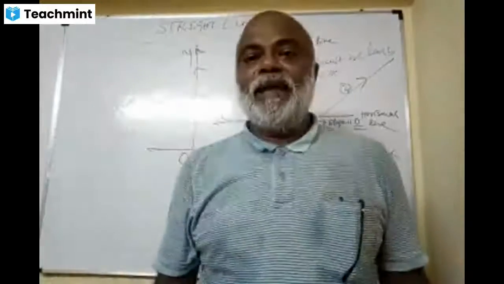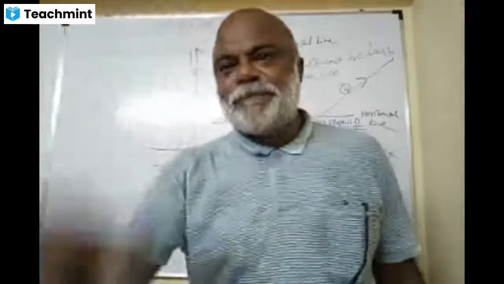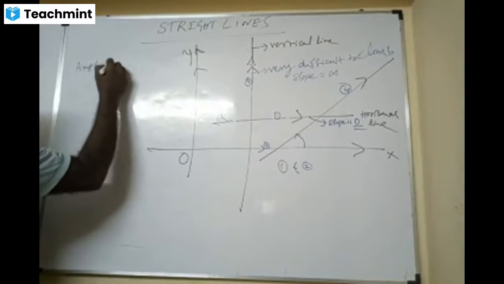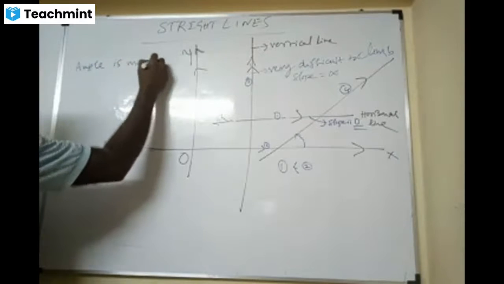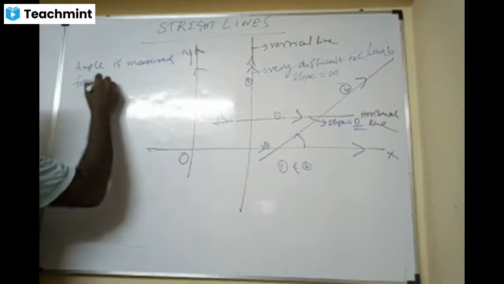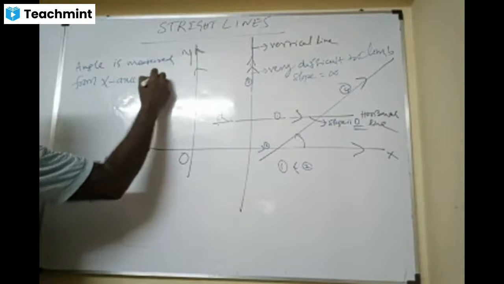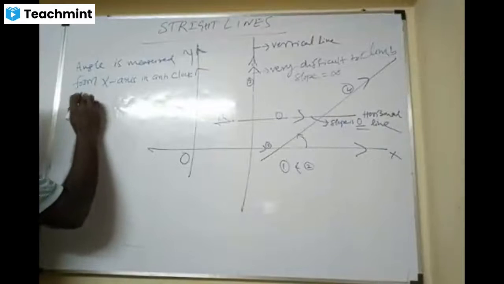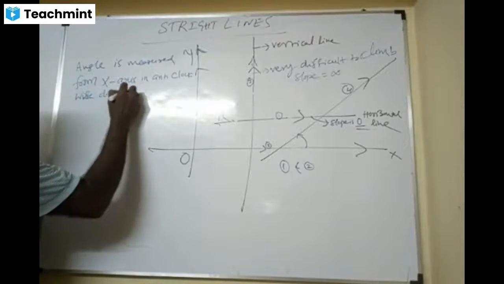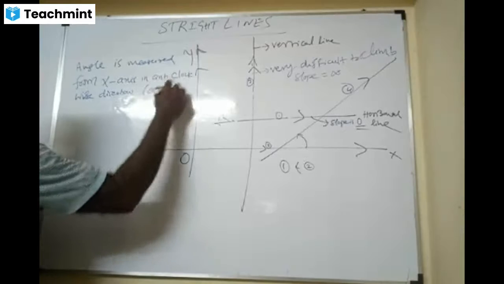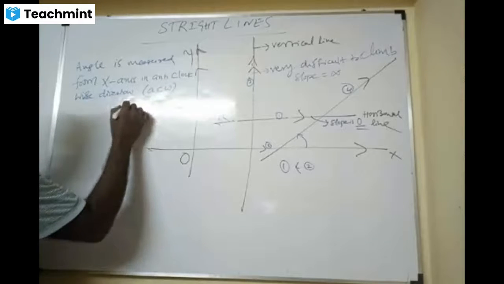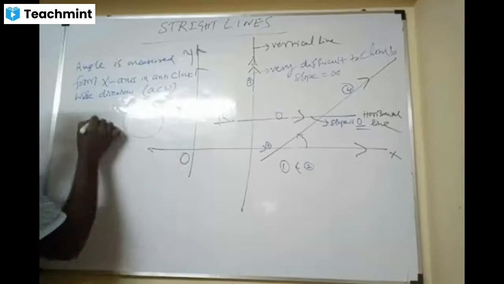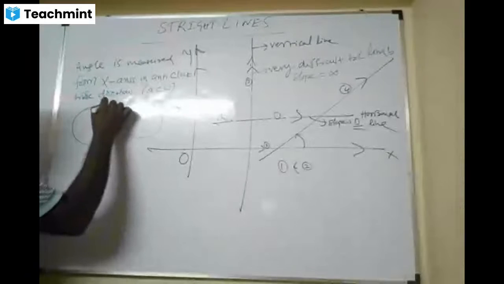Friends, remember one thing. Angle is measured with respect to the x-axis. First thing, note this point, ma. Angle is measured from the x-axis in the anti-clockwise direction, please. That is ACW, anti-clockwise direction. This is the clock. The clock will go like this. This is called clockwise, and this is called anti-clockwise.